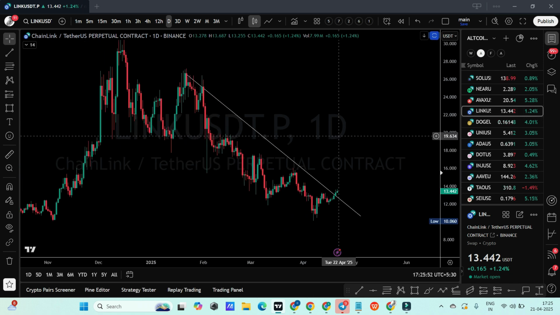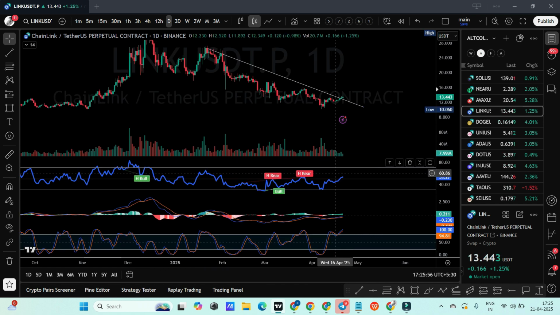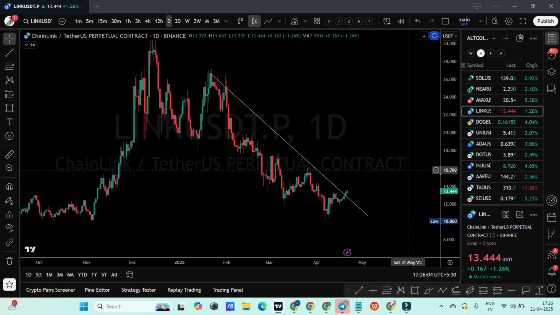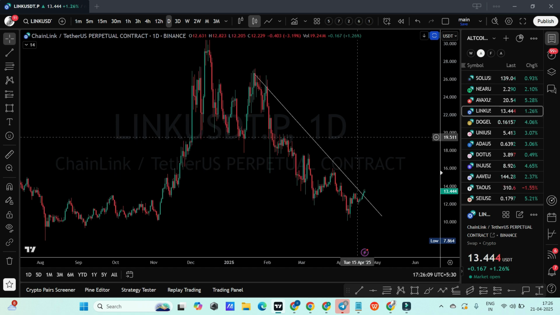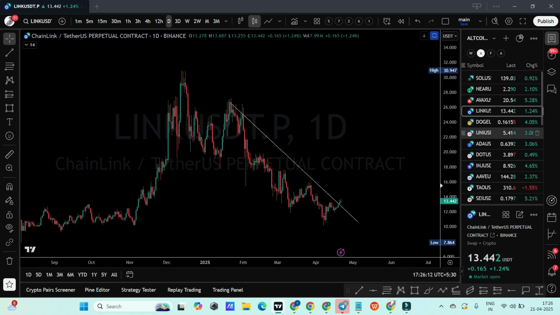You see LINK also the same in the daily time frame. LINK is also performing well right now, but there is no strength. It will just break here, break here again, it may reject here or in this way, then again it will come back. That we don't want. We want a real proper alt season.